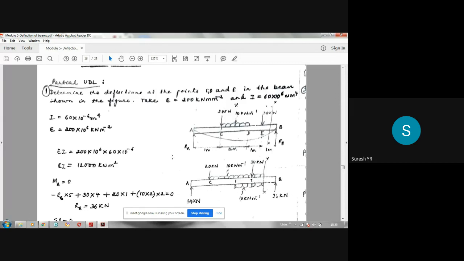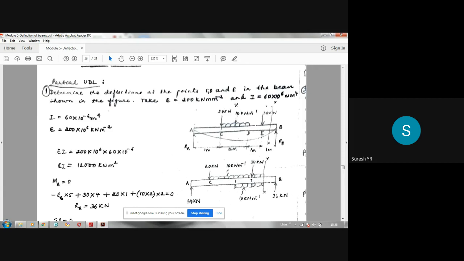Another equation is sigma MA is equal to 0. Taking clockwise moments as positive. So 20 into 1 clockwise moment. 30 into 4, that is also clockwise. So plus. So 20 into 1 plus 30 into 4 plus 10 into 2 into 2. Because this UDL acts at the midpoint. So if you convert this UDL to concentrated load, it acts at the midpoint and the value is 20. Then minus RB into 5. Distance is 5. This is minus because it is giving anti-clockwise moment.